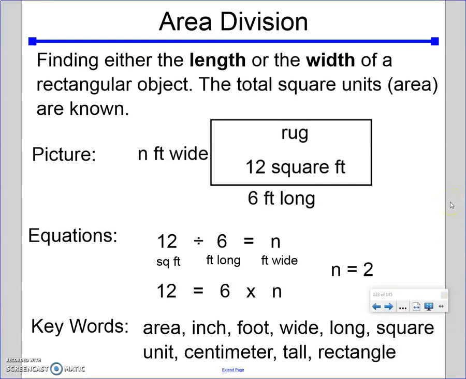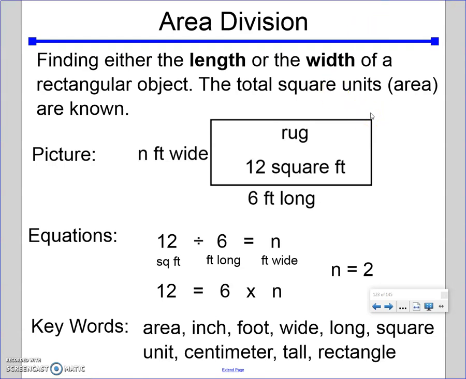An area division story problem is a problem where you're finding either the length or the width of a rectangular object. The total square units, or the total area, is known. When we draw a picture to represent an area division problem, we draw the rectangular item. We include the total square units and the length and the width of the item.